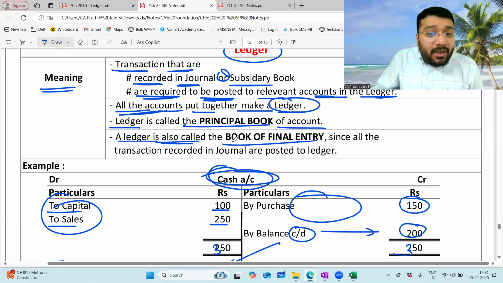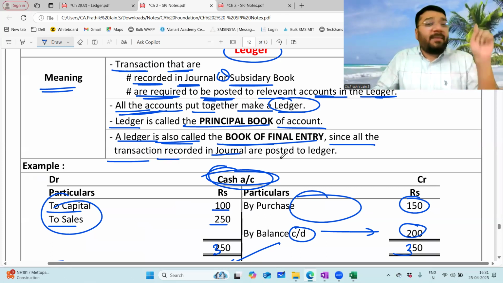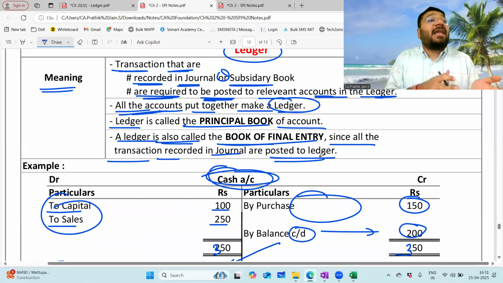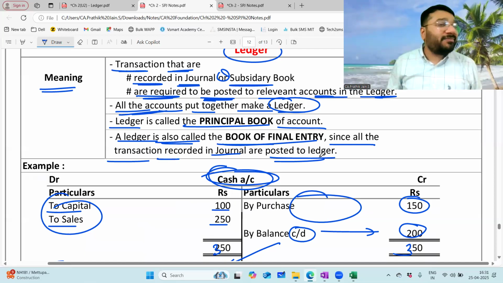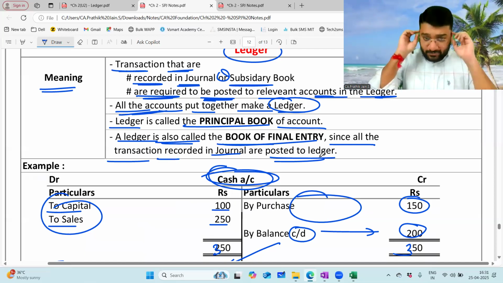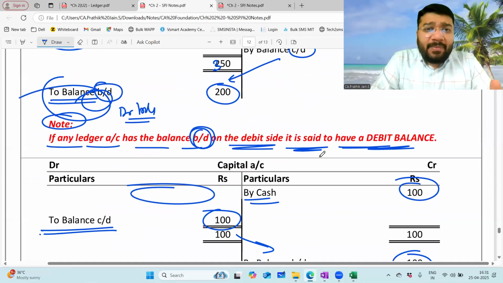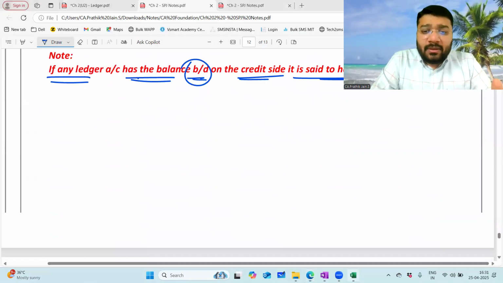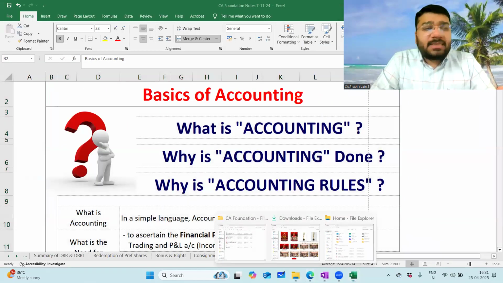So ledger is also called the book of final entry, since all the transactions recorded in the journal are one last time posted to the ledger. Once the ledger is prepared, the balance gets carried forward to the trial balance. From that, the balance goes to your trading, P&L and balance sheet. Am I loud and clear with this point? Online people, am I loud and clear? Yes, sir.